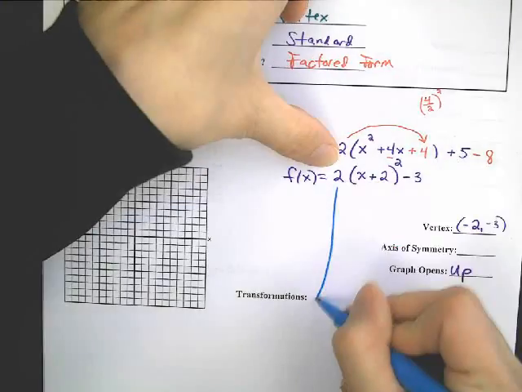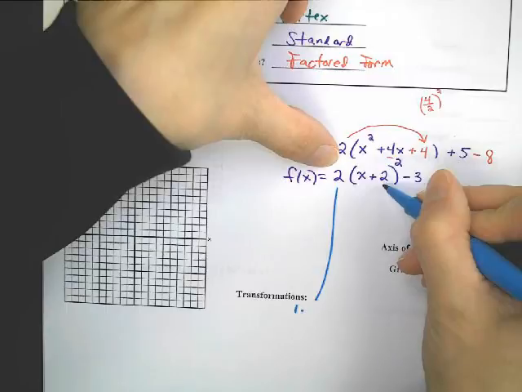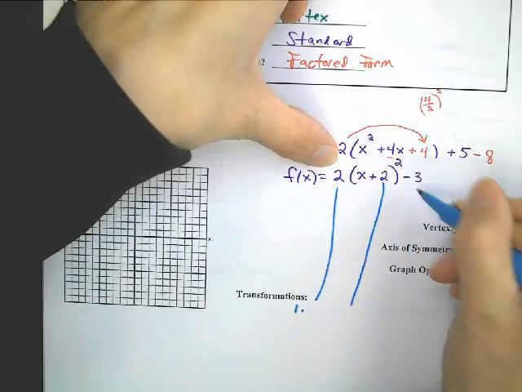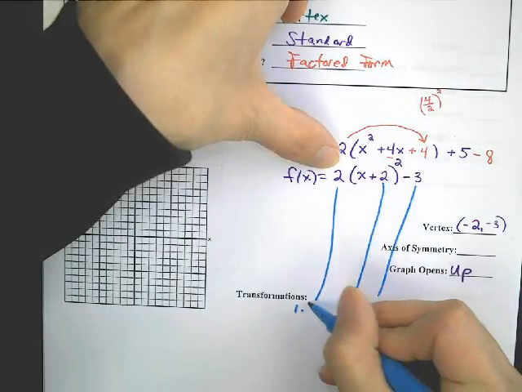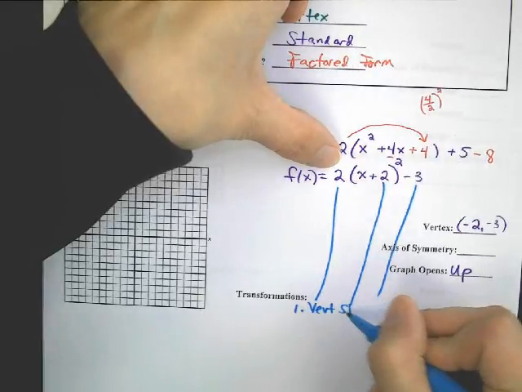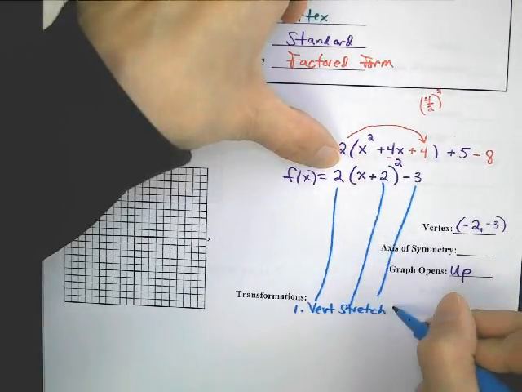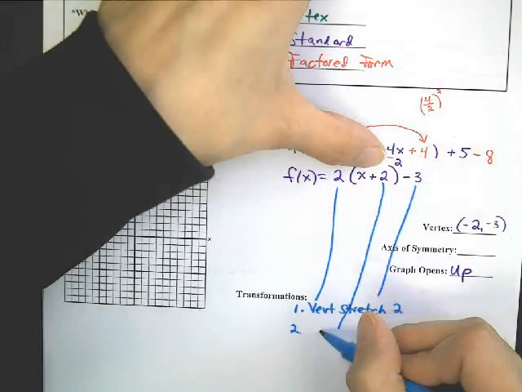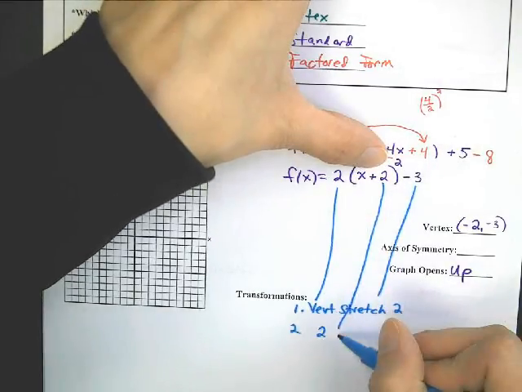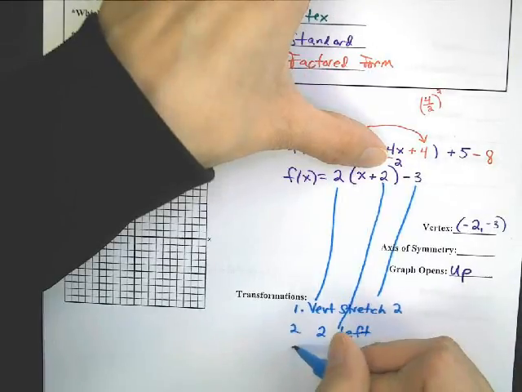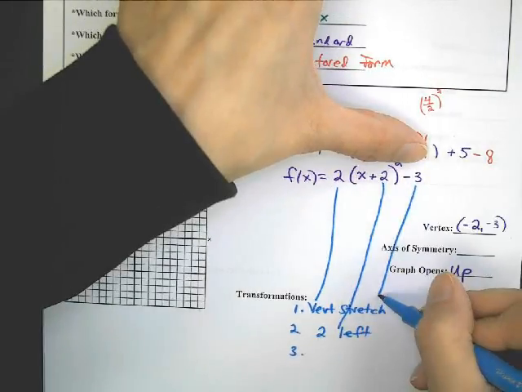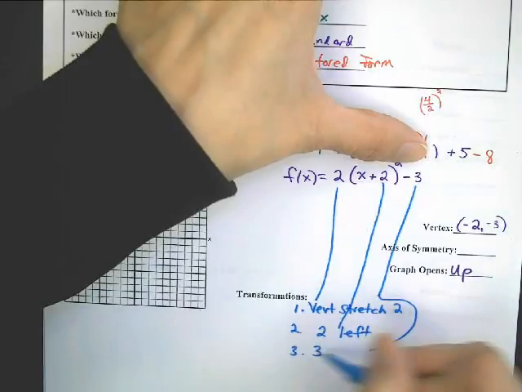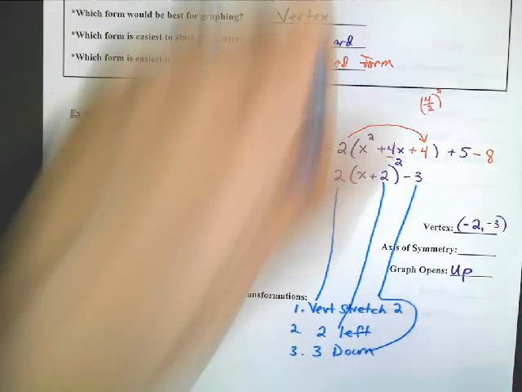Okay, so I see 1, 2, and 3 transformations. Number 1 is vertical stretch by 2. The second transformation is shift 2 units to the left. And the third transformation right there is 3 units down.